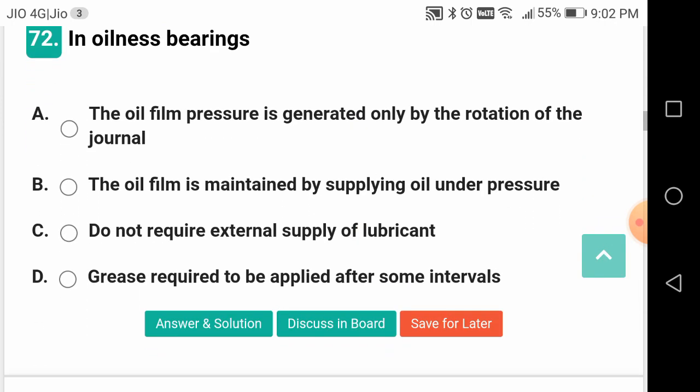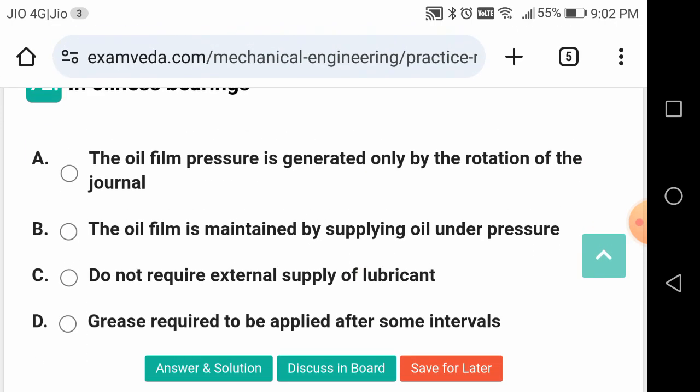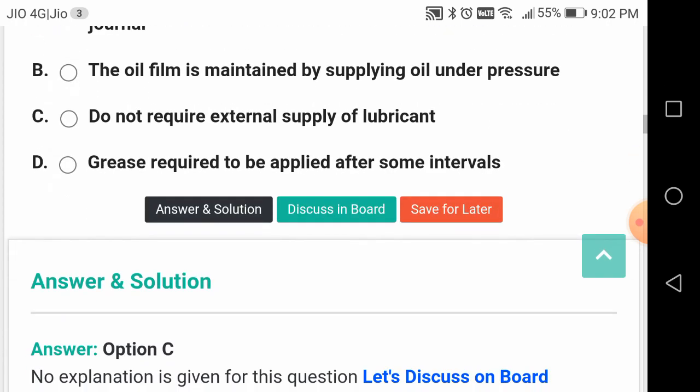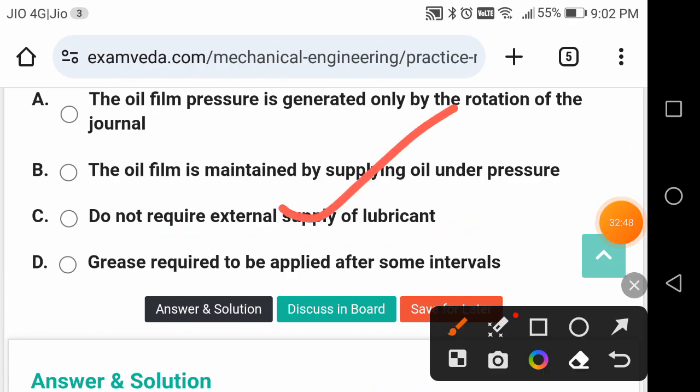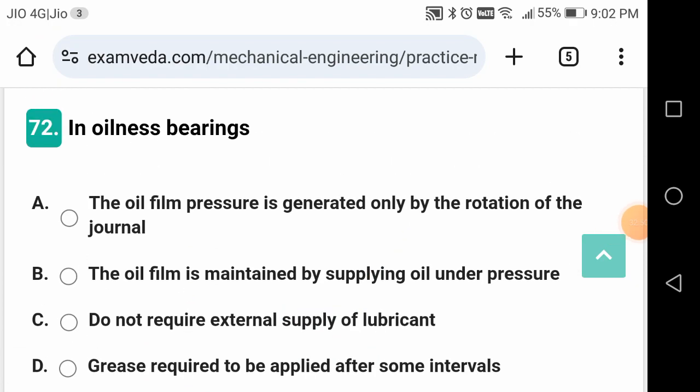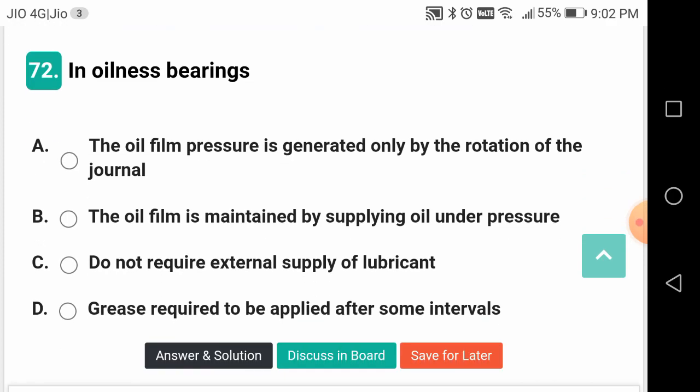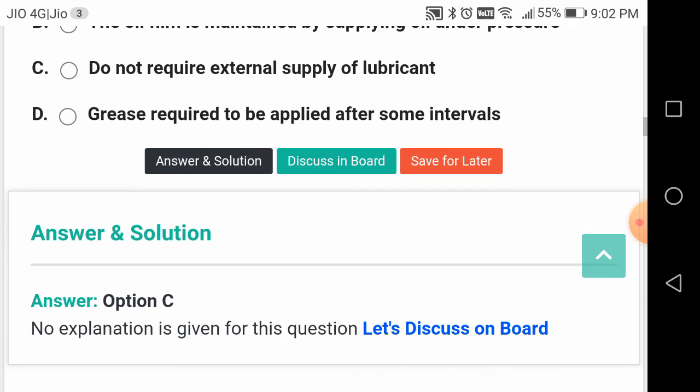In oilless bearings, this is a good question friends, what is the answer? Do not require external supply of lubricant. So the name itself indicates oilless bearings. Anyhow, check it.